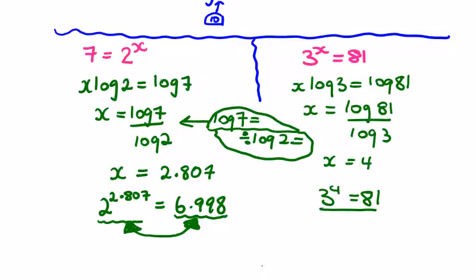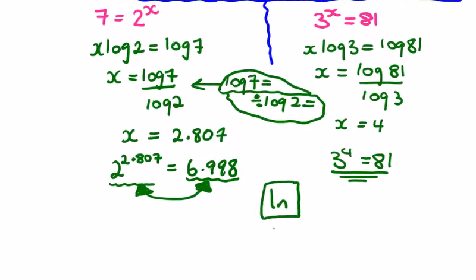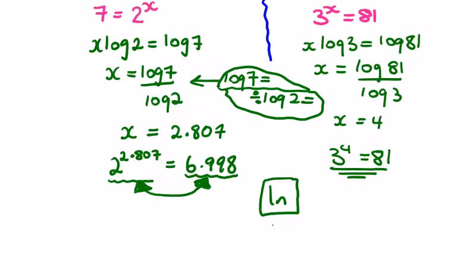Now there's another button on your calculator. This stands for log naturale, the natural log. And we're going to show that we can actually use this rule here too. If we take 7 is equal to 2 to the power of x, what happens if we divide by the natural log of 2? Is that equal to the natural log of 7?